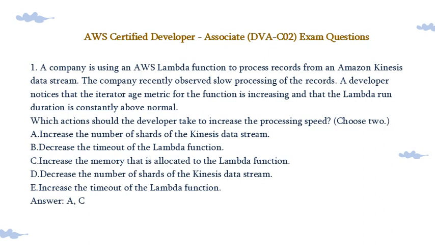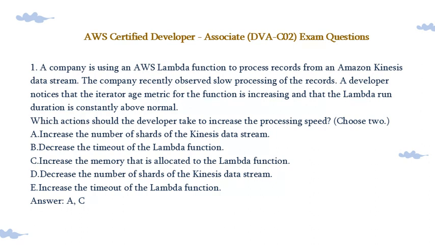1. A company is using an AWS Lambda function to process records from an Amazon Kinesis data stream. The company recently observed slow processing of the records. A developer notices that the iterator age metric for the function is increasing and that the Lambda run duration is constantly above normal. Which actions should the developer take to increase the processing speed?